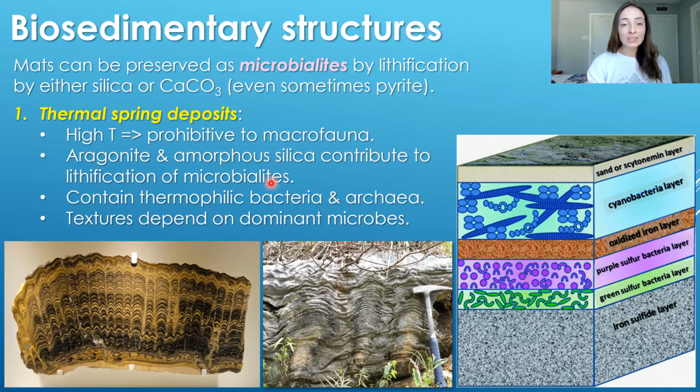Which one ultimately wins the mineralization battle depends on the relative saturation states of aragonite and amorphous silica in the spring environment. And these mats would contain somewhat thermal or maybe mesothermophilic bacteria and archaea, because the temperatures are high enough to be a little bit prohibitive to the more normal temperature-liking bacteria. And so the bacteria have to be a little bit thermophilic to actually thrive in these types of environments and grow microbial mats. And the textures of the mat would just be basically dependent on what types of microbial species were dominant in the mat, because textures of microbial mats can really vary, as we've seen in these pictures.